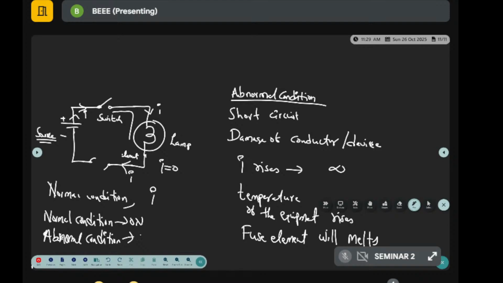What happened? Fuse is off. Or you can say fuse element melts. Fuse element melts. Okay, right. This is about the operation.